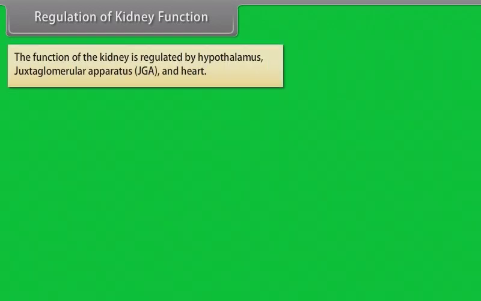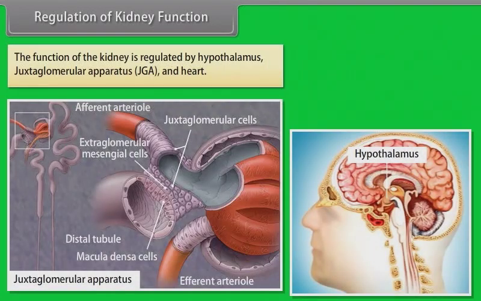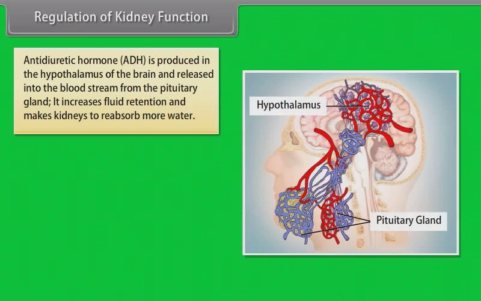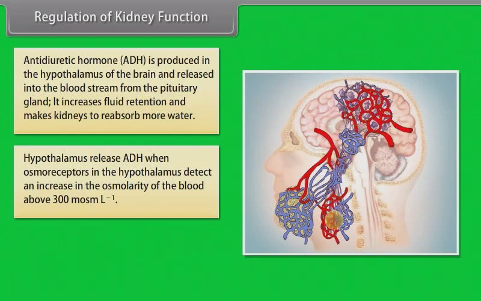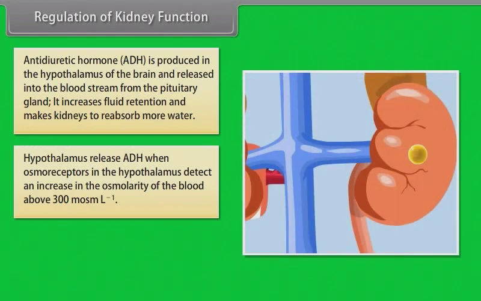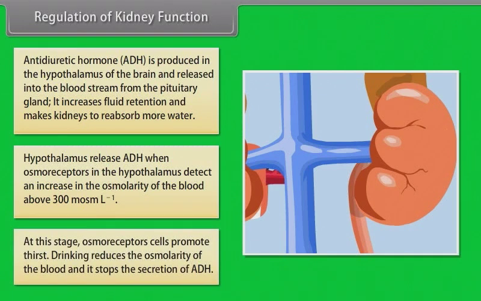Regulation of kidney function. The function of the kidney is regulated by the hypothalamus, juxtaglomerular apparatus and heart. Antidiuretic hormone is produced in the hypothalamus of the brain and released into the bloodstream from the pituitary gland. It increases fluid retention and makes kidneys reabsorb more water. The hypothalamus releases ADH when osmoreceptors in the hypothalamus detect an increase in the osmolarity of the blood above 300 milliosmoles per liter. At this stage, osmoreceptor cells promote thirst. Drinking reduces the osmolarity of the blood and stops the secretion of ADH.